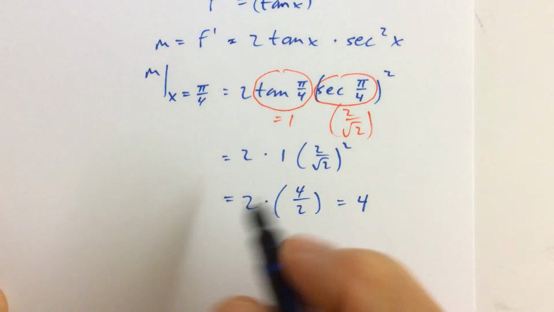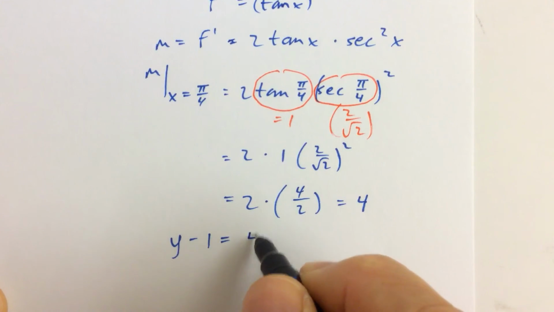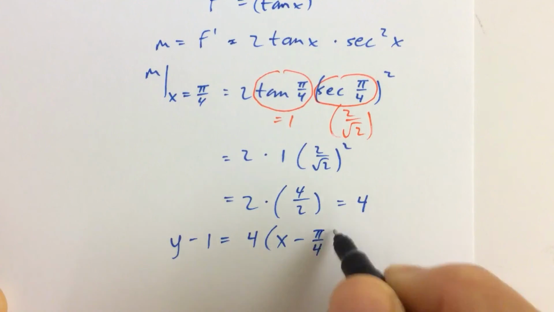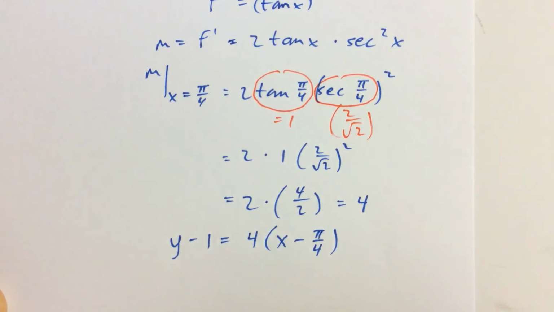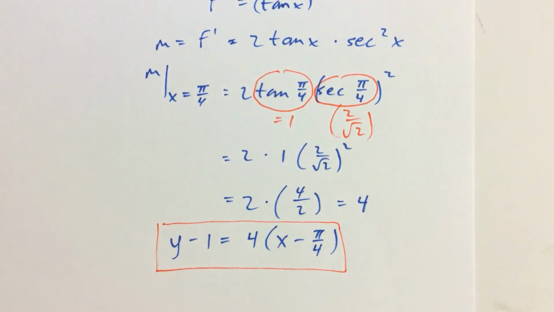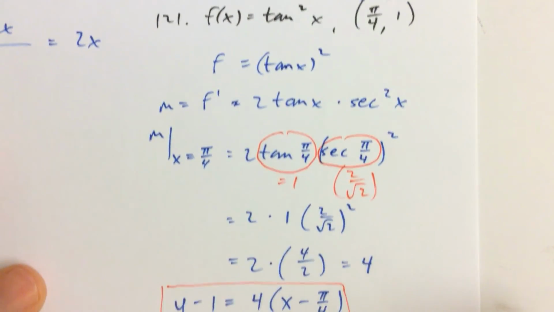And remember, the y1 was 1, the slope is 4, and the x1 is pi over 4. And that's the equation of the tangent line. And if you wanted to solve for y, go ahead and do that. But that's the equation of the tangent line to the graph of f of x equals tangent squared of x at the point pi over 4, 1.